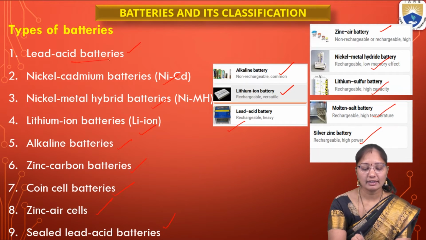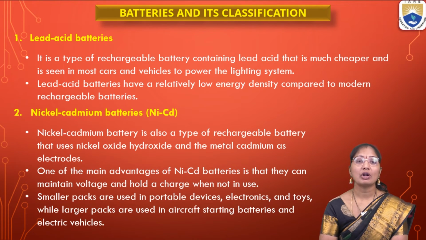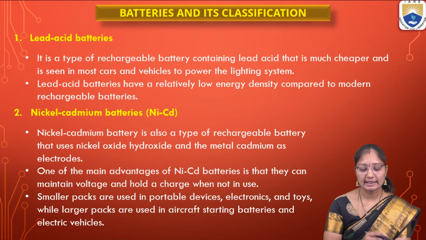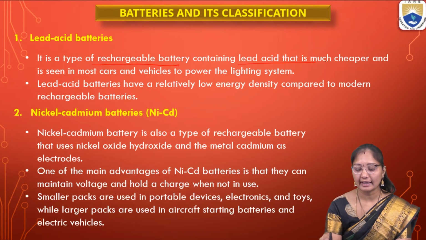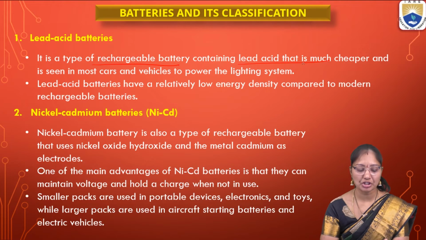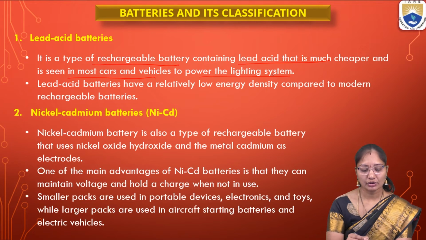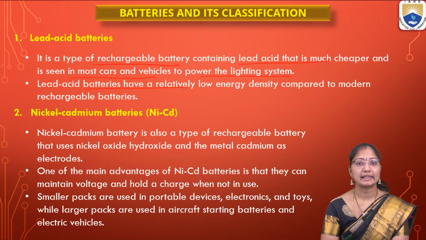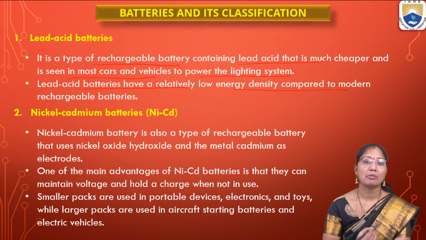So the first and foremost is the lead acid battery. What is a lead acid battery? It is a type of rechargeable battery which contains lead and acid, is much cheaper, and is seen in most cars and vehicles to power the lighting system. Lead acid batteries have a relatively low energy density compared to modern rechargeable batteries.